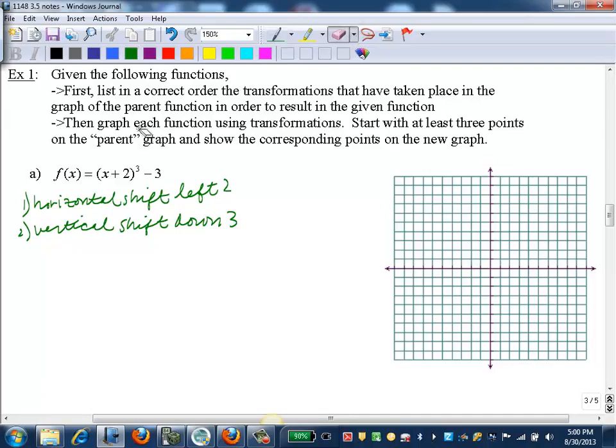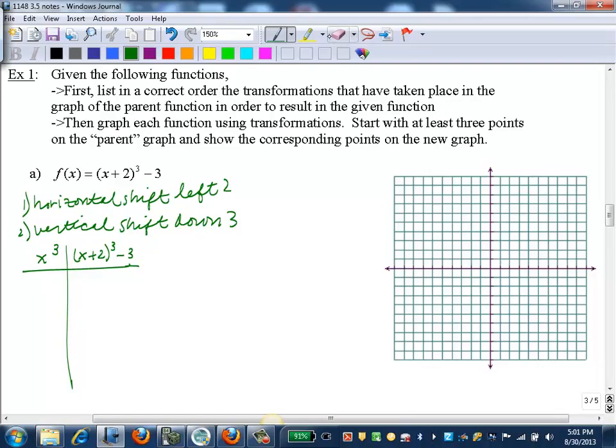Okay, now we want to graph each function using transformations. When it says using transformations, that specifically means, and I'm going to remind you on quizzes and tests, you want to start with at least 3 points on the parent function and then show the corresponding points on the new graph. It's really important that you show it exactly the way I'm about to show you here in order to get full credit. Okay, so we identified the parent function as x cubed. So you're going to make a table. There's the parent function, x cubed. Now here's the new function, (x plus 2) cubed minus 3.